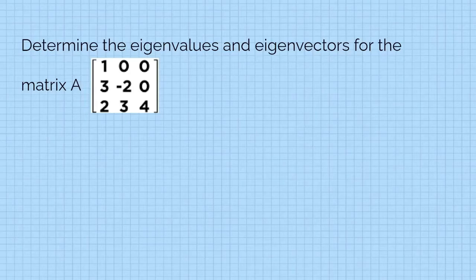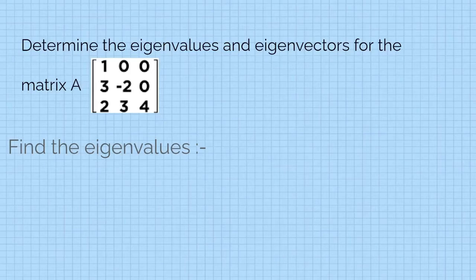Thank you. Let's do another example. Determine the eigenvalues and eigenvectors for this matrix A = [1, 0, 0; 3, −2, 0; 2, 3, 4]. First of all, we need to find the eigenvalues of this matrix. To find the eigenvalues, we need to use this equation: (A − λI) multiplied by the eigenvector.